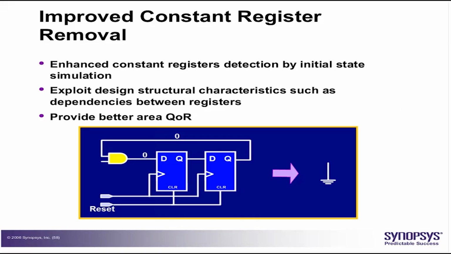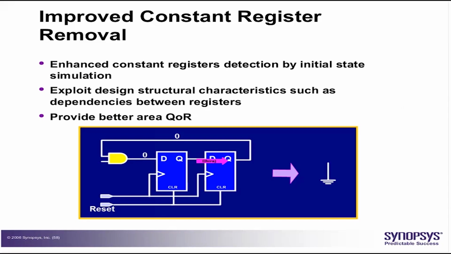Now, supposedly there are two registers like this, where on reset the second register's Q will be 0. The 0 will feed into the AND gate here, and the D of the first register will be 0, and these couple of registers will never come out of reset. This is because this Q is fed back in.